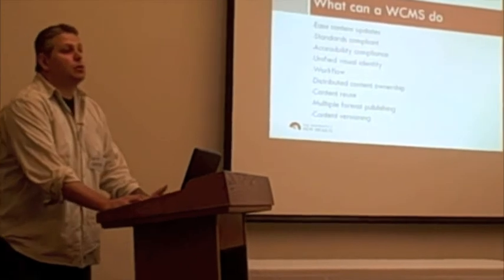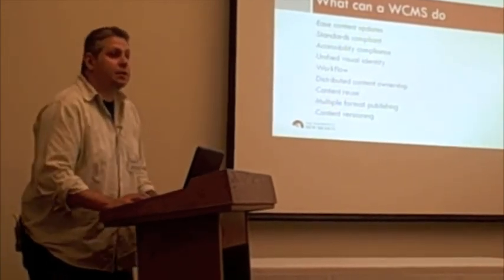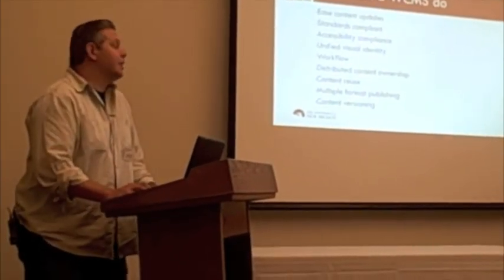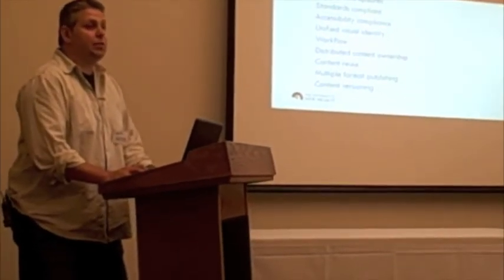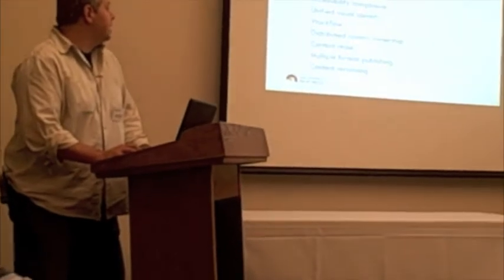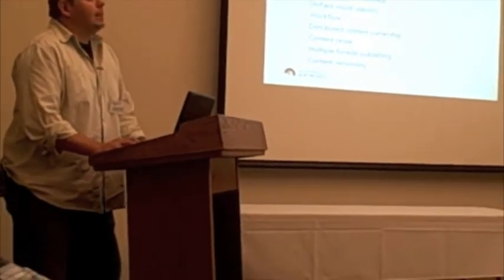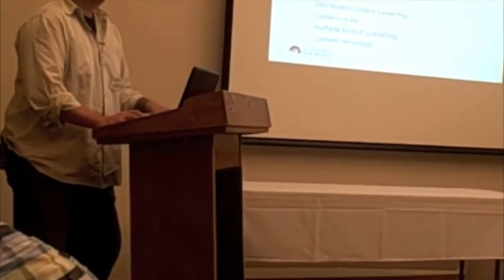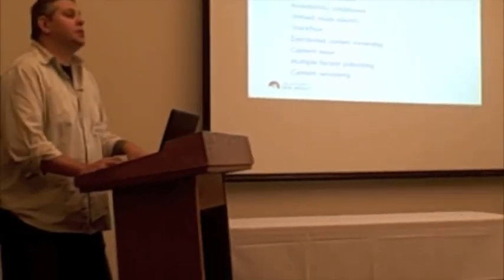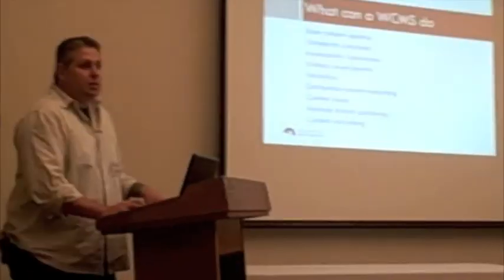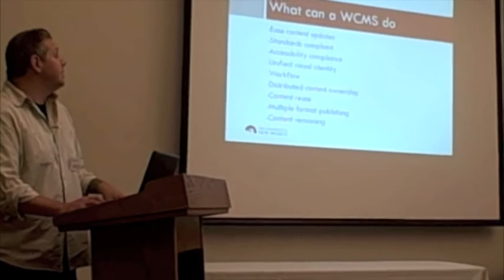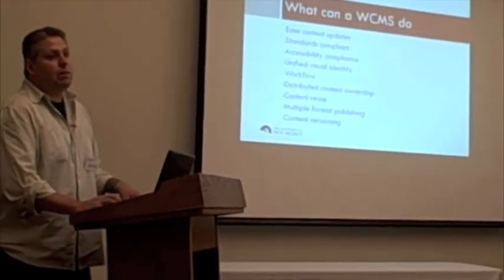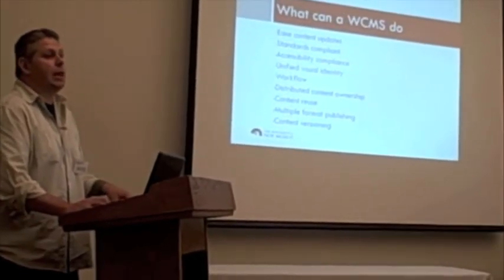Accessibility compliance. The tool is going to enforce some basic accessibility. It can't address everything, but it's going to do things like enforce that you put alt tags for your images, things like that. Unified visual identity. What that means is when we roll out the web content management system, we're rolling out a single template. There will be an exception process for that at some point, as defined by the Web Advisory Committee. That has not been done at this point. But the initial sites that we move into the web content management system will use the standard UNM template.